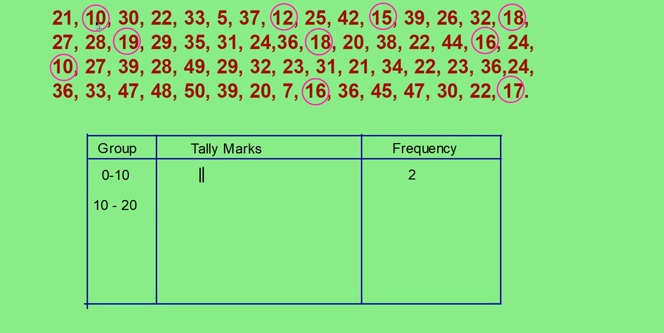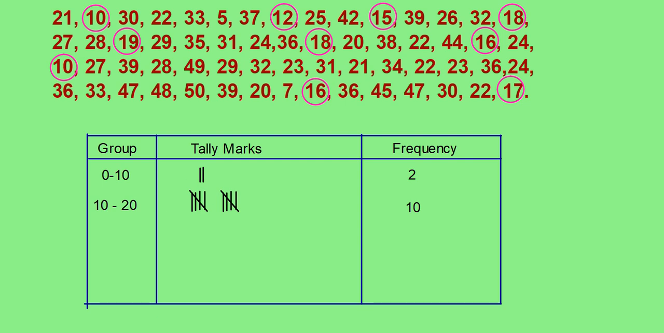Between 10 to 20, you can find 10, 12, 15, 18, 19, 18, 16, 10, 16 and 17. That is 1, 2, 3, 4, 5, 6, 7, 8, 9, 10. So we can represent 10 to 20 with 10 tally marks, and its frequency is 10.